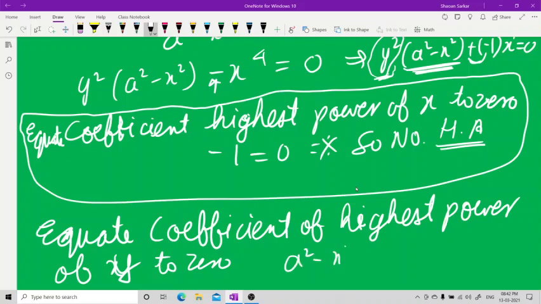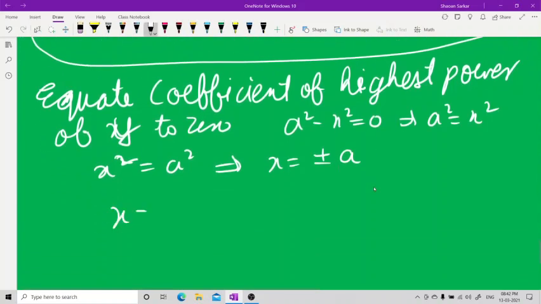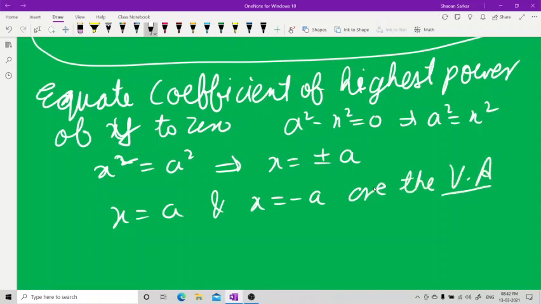A square minus x square equal to 0. That means a square equal to x square. That means x square equal to a square implies x equal to plus minus a. That means x equal to a and x equal to minus a are the vertical asymptotes. I am writing in short.